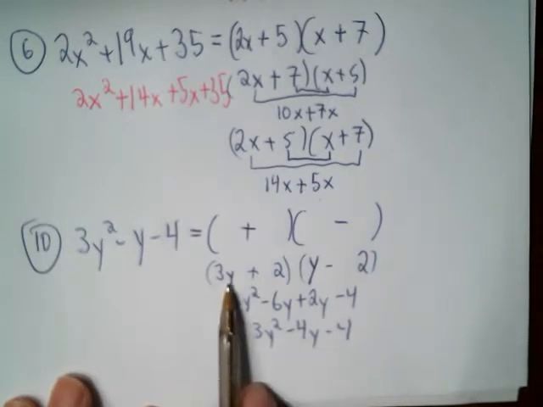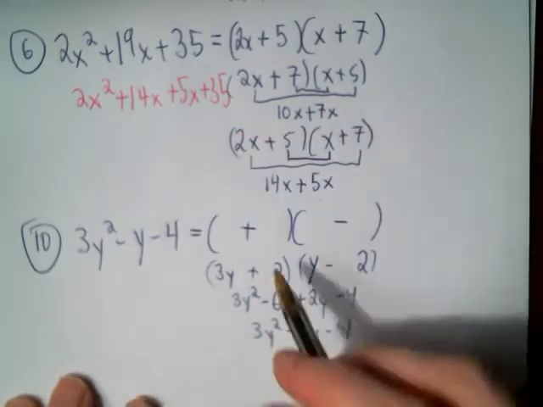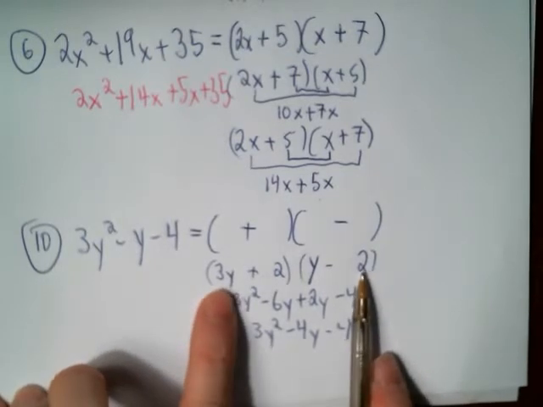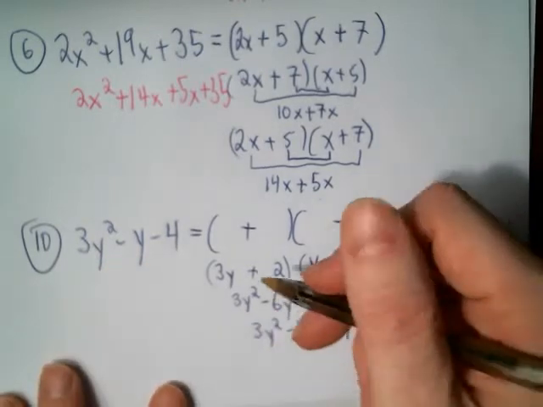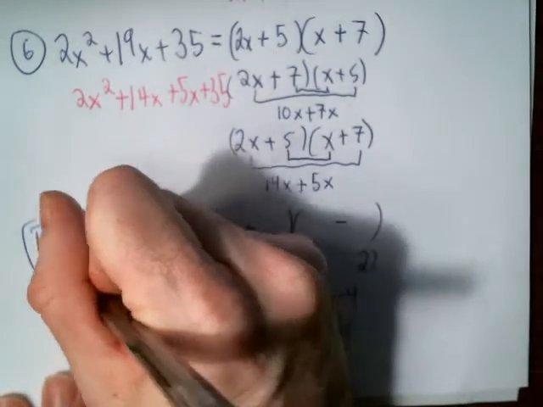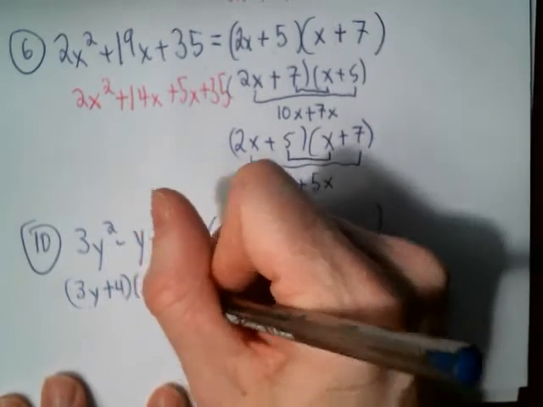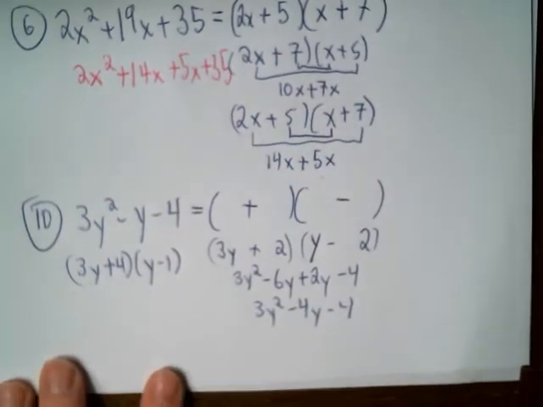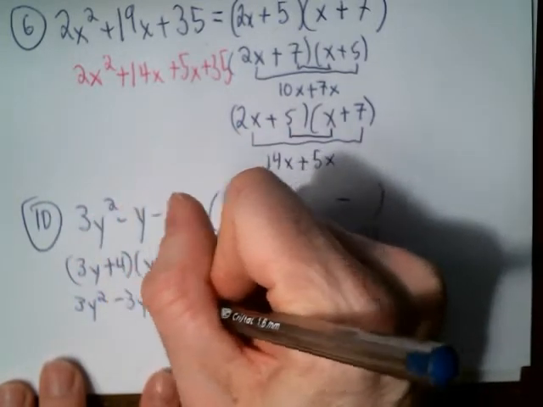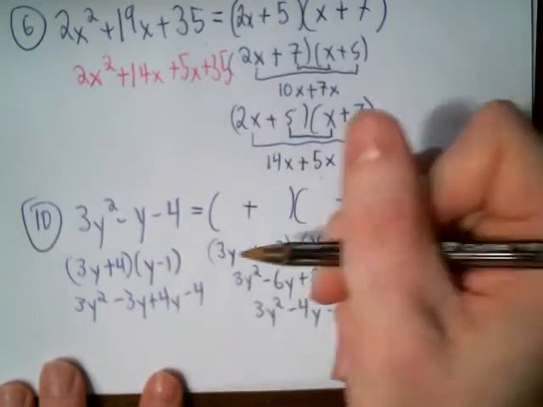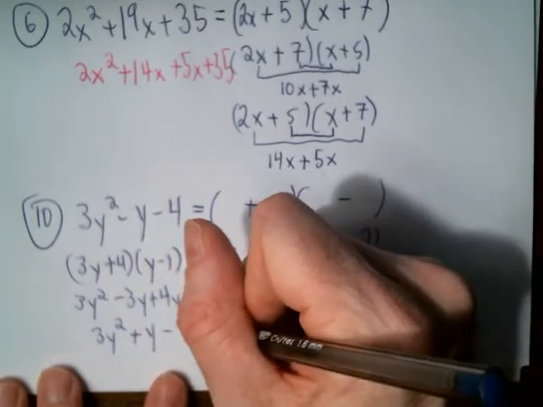So we'll probably want to change these numbers to 4 and 1 or 1 and 4. If you put 4 over here, you're going to end up with a 12 when you multiply the outer terms, so that's not going to work. So we need to put the 4 here and the 1 here. Let's try it. Okay, FOIL it, so 3y squared minus 3y plus 4y minus 4. And then, of course, it's 3y squared plus y minus 4.